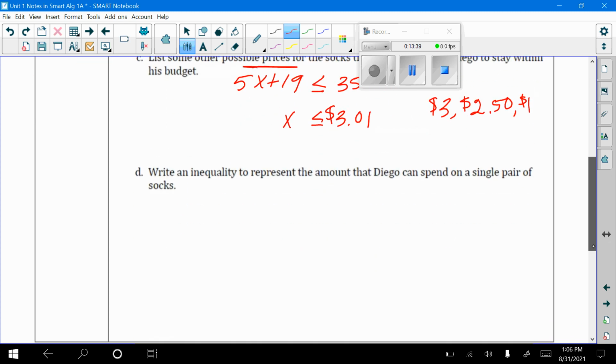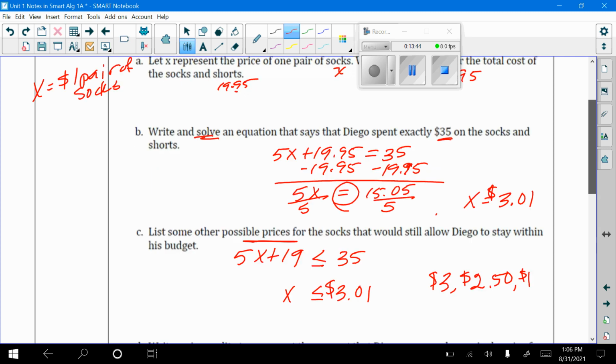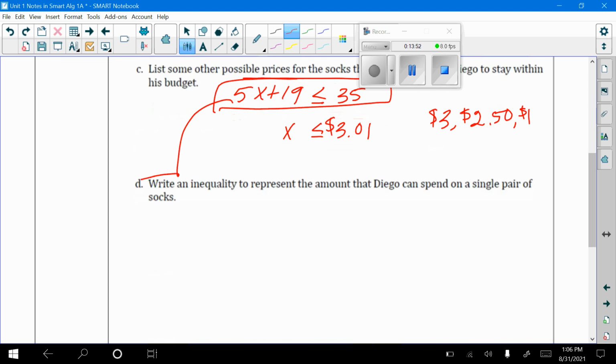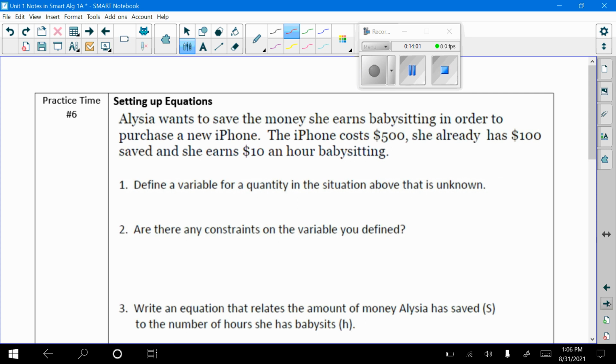Write an inequality to represent the amount that Diego can spend on a single pair of socks. Well, that's this one. I'm just kind of making it a little bit quicker on you. There you go. So 5x plus 19.95 is less than or equal to 35. All right. Then on this one, practice time, I want you to do the practice for number 6. You're on your own.